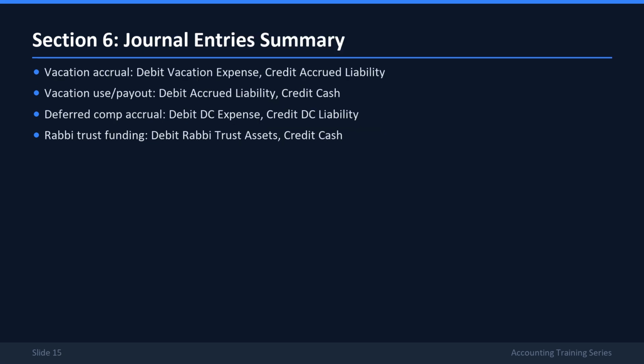Section 6 consolidated the journal entries across all compensation categories. For vacation accrual, the entry is a debit to vacation expense and a credit to accrued vacation liability. When the employee takes vacation or receives a payout, the entry is a debit to the liability and a credit to cash. For deferred compensation, the period accrual is a debit to deferred compensation expense and a credit to deferred compensation liability. When the employer funds the rabbi trust, the entry is a debit to rabbi trust assets and a credit to cash.